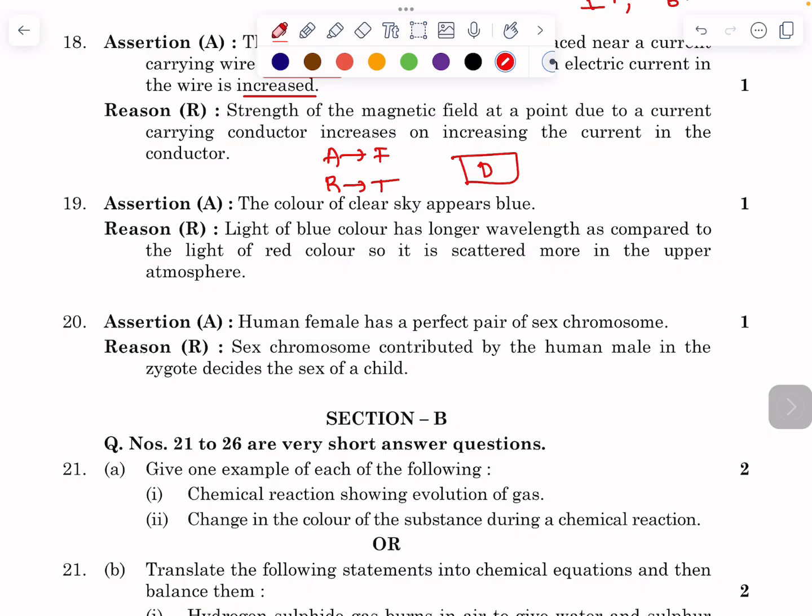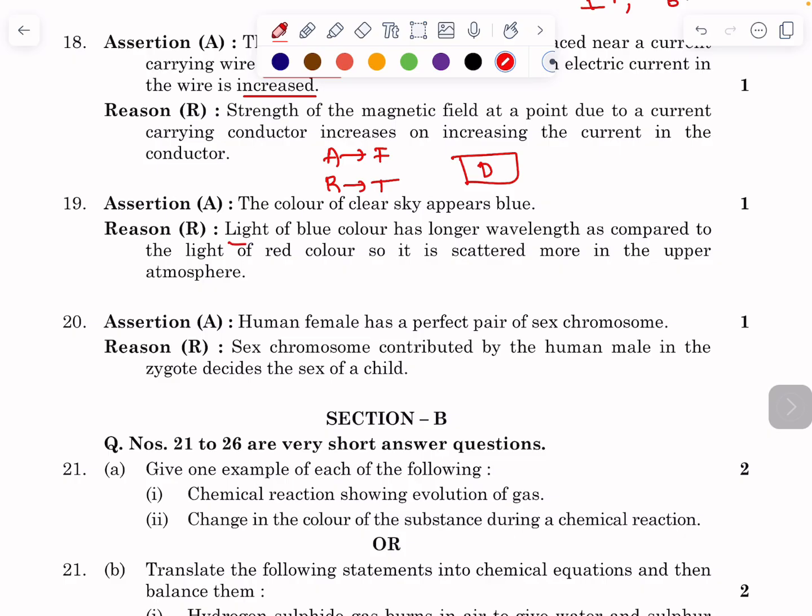The color of clear sky appears blue. Light of blue color has longer wavelength as compared to the light of red color, so it is scattered more in the upper atmosphere. Is it correct? No. Assertion is false, but reason is true. They have given it like that.